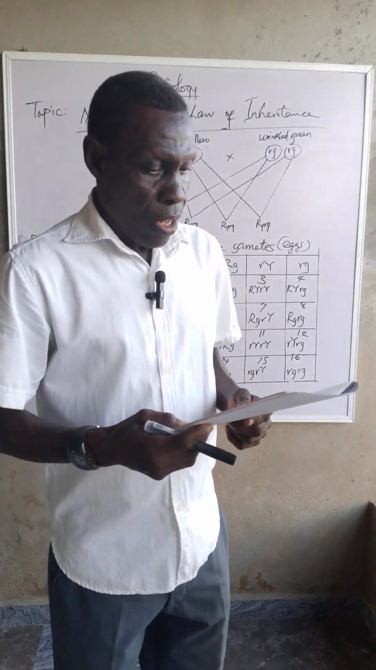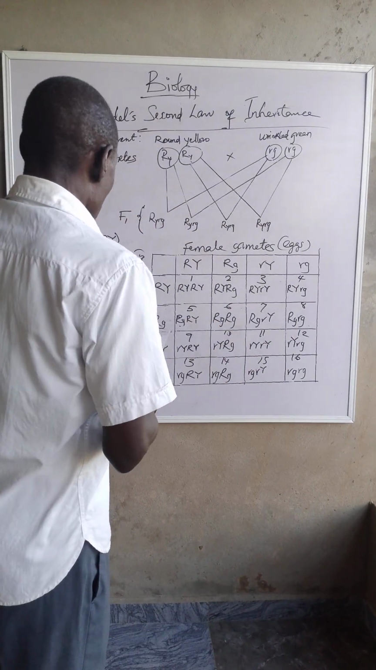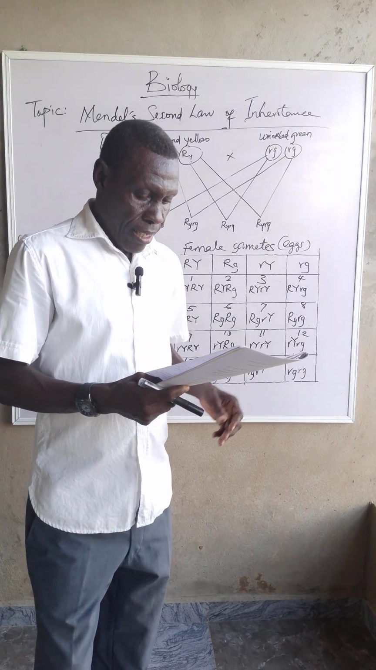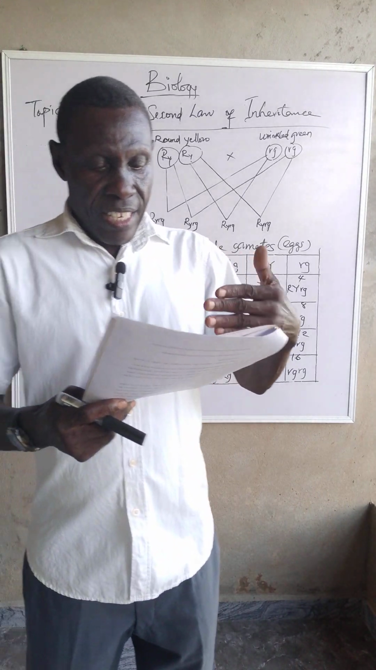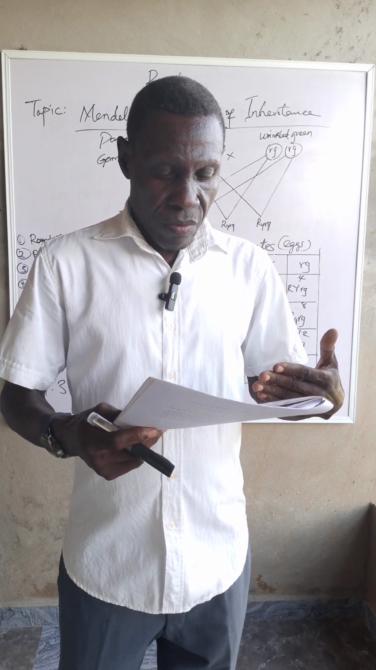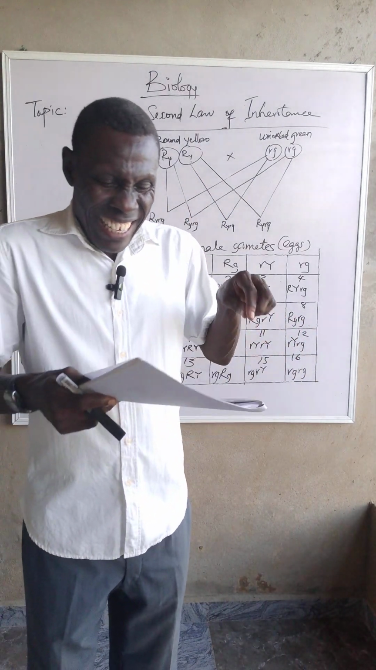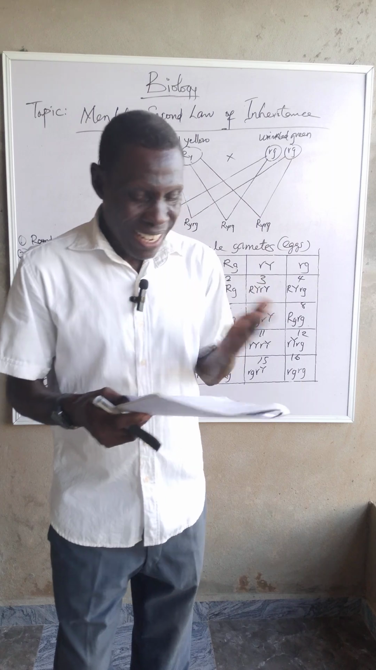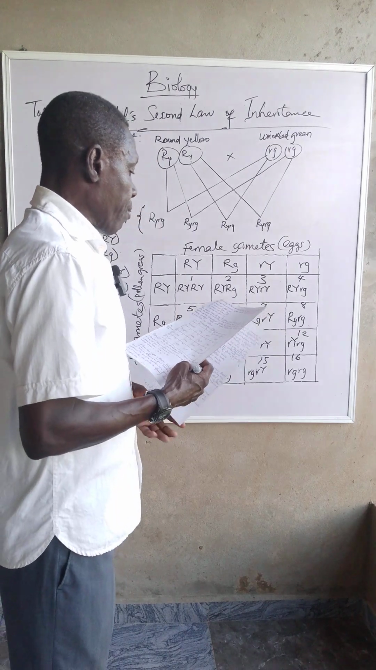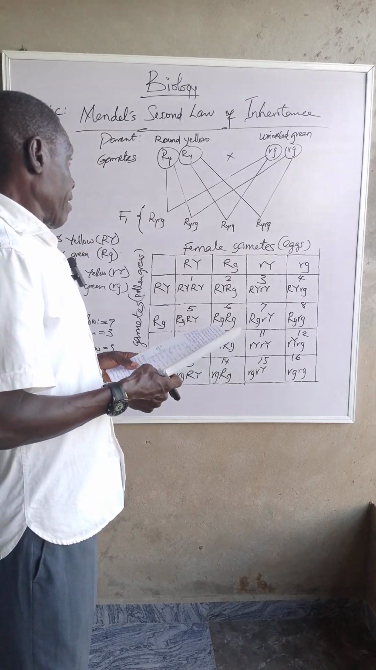That's what it means. So you can now see that Mendel's second law of inheritance says that the genes are independently sorted out, and each character or behavior is inherited independently of any other character. So this is Mendel's second law of inheritance, which is the law of independent assortment of genes.